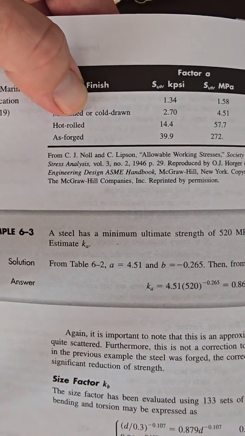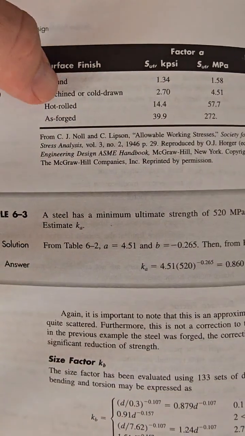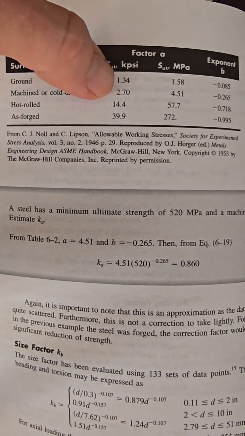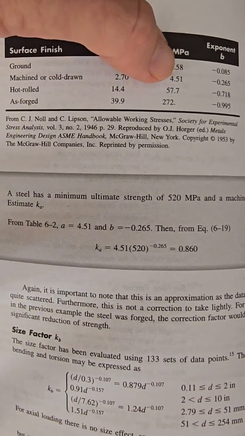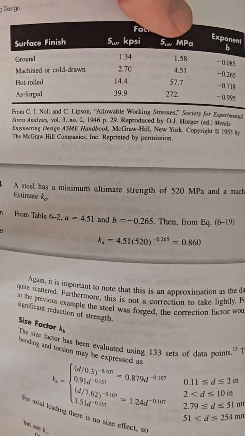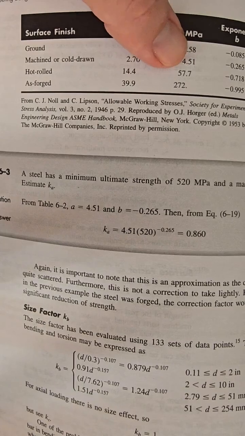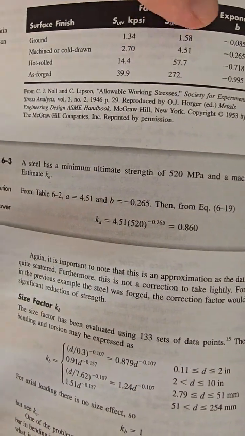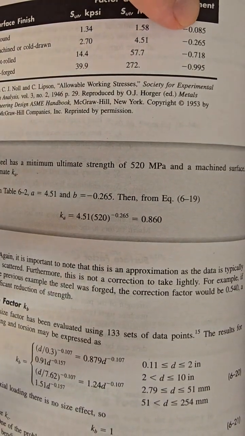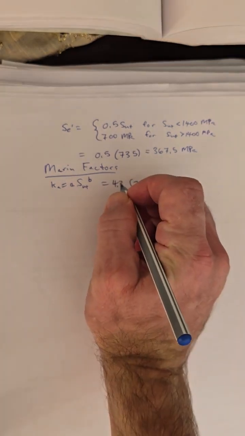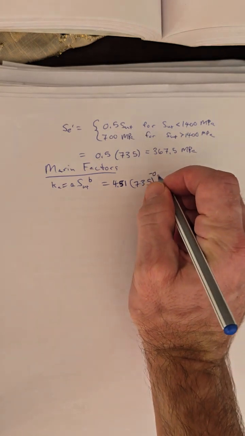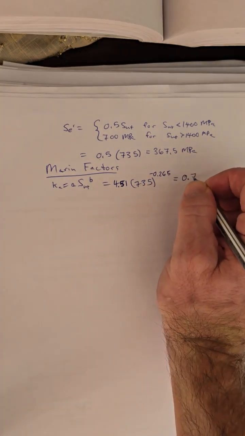In our problem, we said that the material is, I believe, machined. We have to go back and look. You have the coefficients in KSI and megapascals. Our problem's in megapascals. For machined, the coefficient is 1.58 or 4.51, and the exponent is negative 0.085 or negative 0.265. It says machined, so the value we need for megapascals is 4.51 times 735 to the negative 0.265, and the result is 0.787.